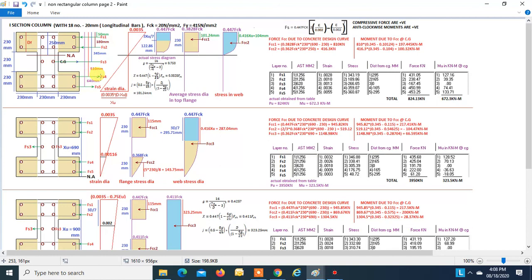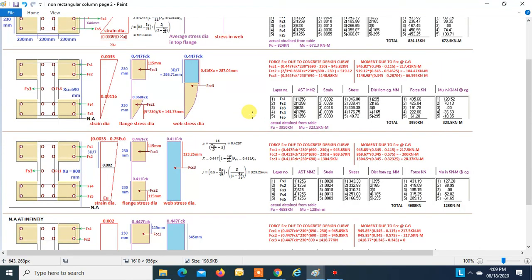Now this will give an anti-clockwise moment. So though the force is negative, the moment is anti-clockwise, so it is positive. This also will give an anti-clockwise moment. So moment will be positive, though the force is negative. Right? So when you add all these forces and moments, you get PU 824.13 and MU 622, and the actual value is also found to be almost the same, right.